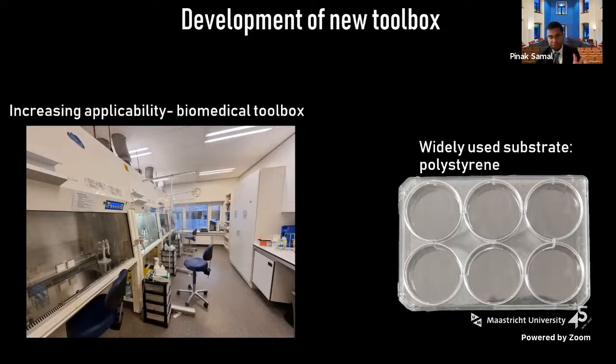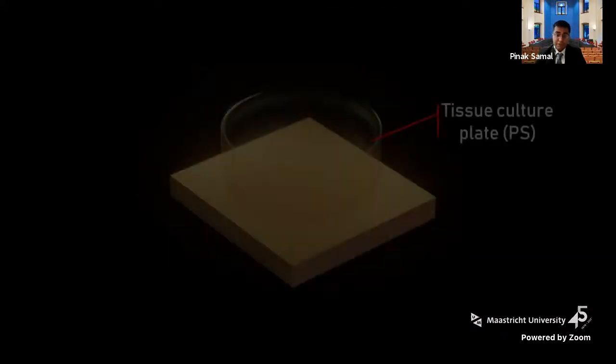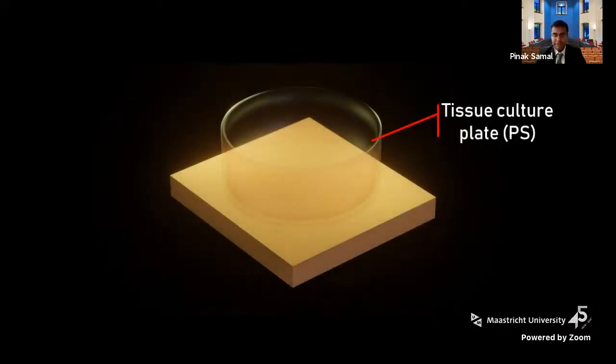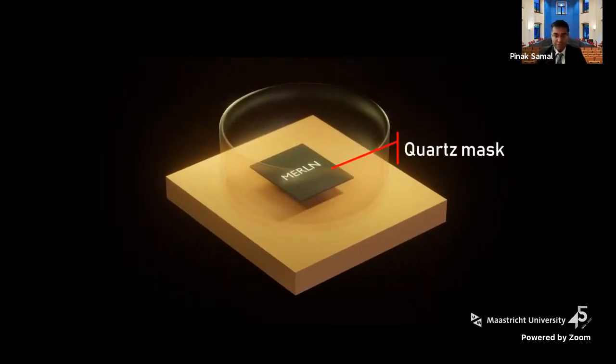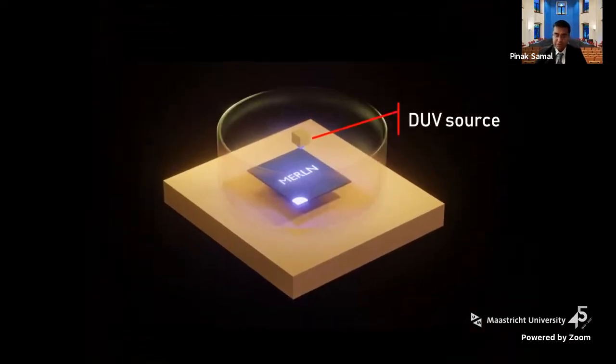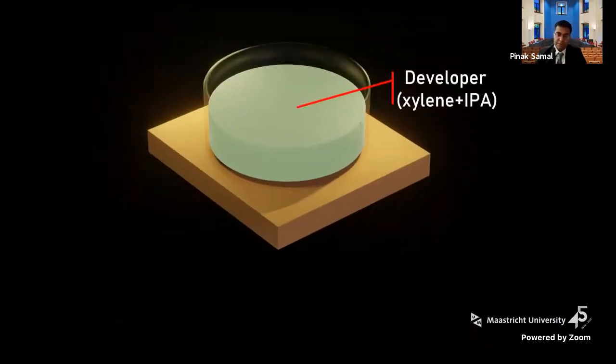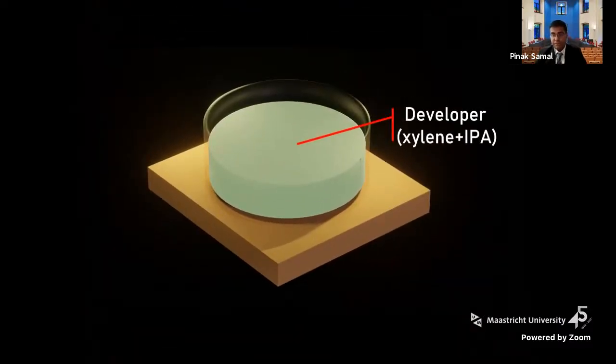So we decided, okay, can we do this process in polystyrene so that it can be easily adapted and used in biomedical laboratories? So we started with a tissue culture well plate made of polystyrene. And using this new method, we just put a chromium quartz mask onto the polystyrene well plate. We expose it to a deep UV source, and we develop the polystyrene using a combination of xylene and IPA, both of which were chosen because they are widely available in tissue culture laboratories and biomedical laboratories. And this led to the generation of microstructures.